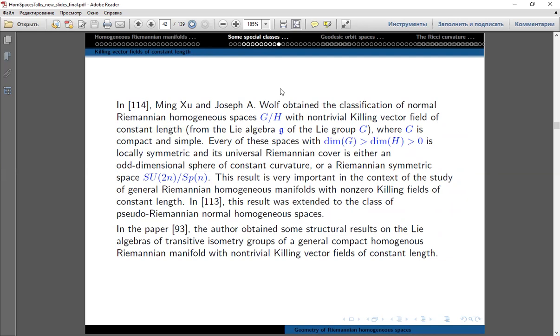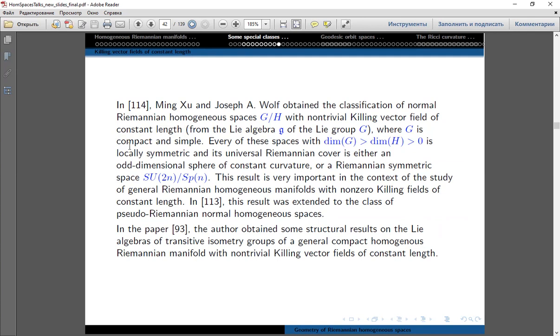Now, what about the classification of Killing vector fields of constant length? It is not a good idea to classify such Killing vector fields on all Riemannian manifolds, because we can modify the Riemannian structure very easily, and it's not a serious result because it's impossible to classify in some sense. But if we consider some special Riemannian manifolds, for example, Riemannian homogeneous spaces, then the problem is non-trivial and reasonable: for a given homogeneous Riemannian space, classify all Killing vector fields of constant length.